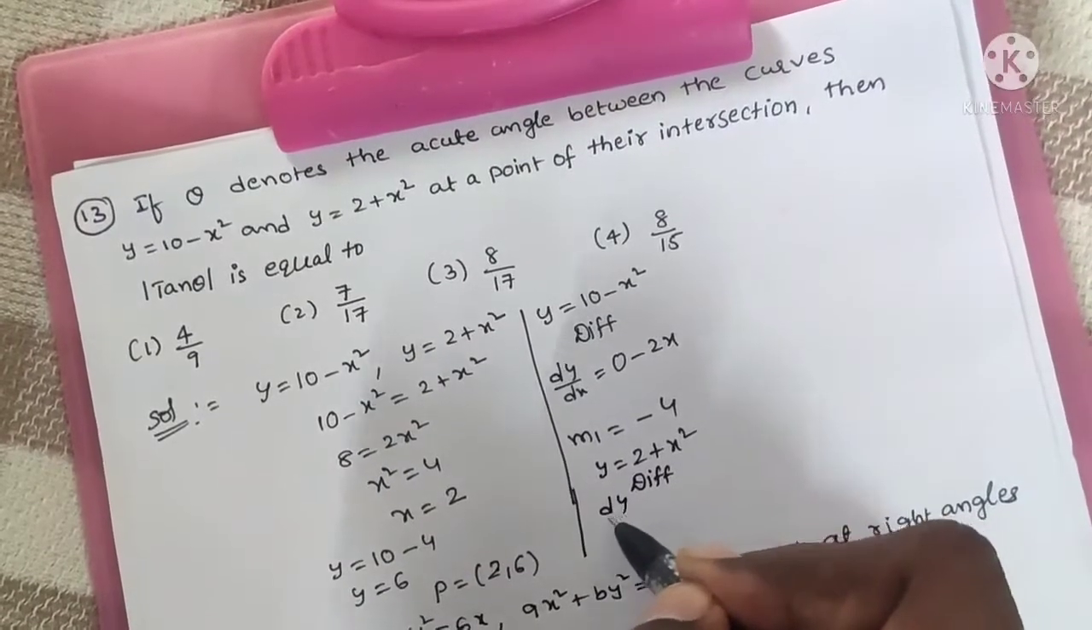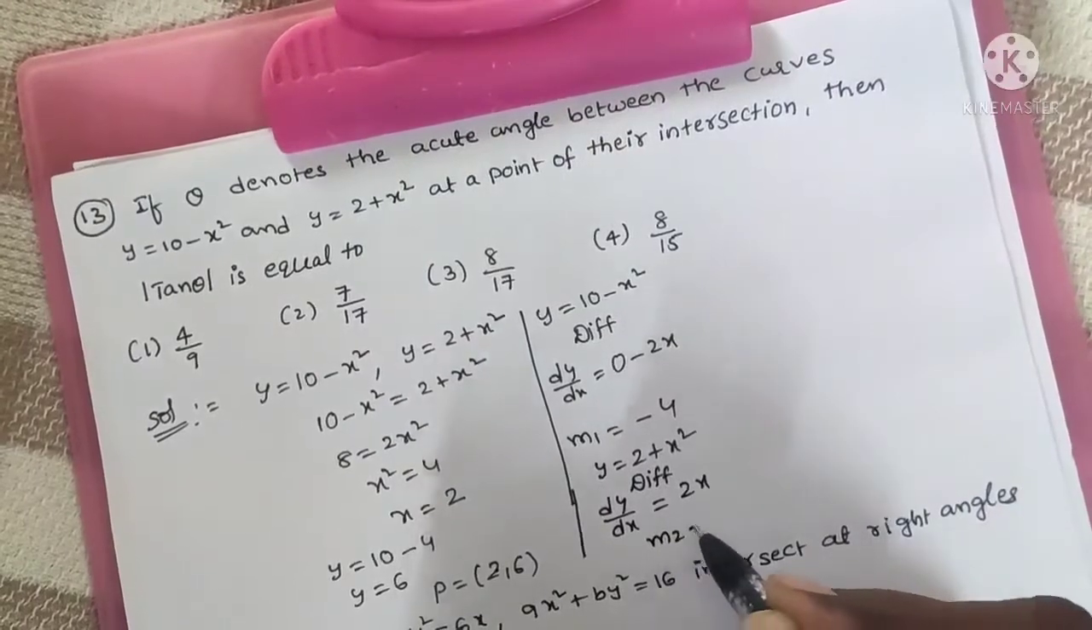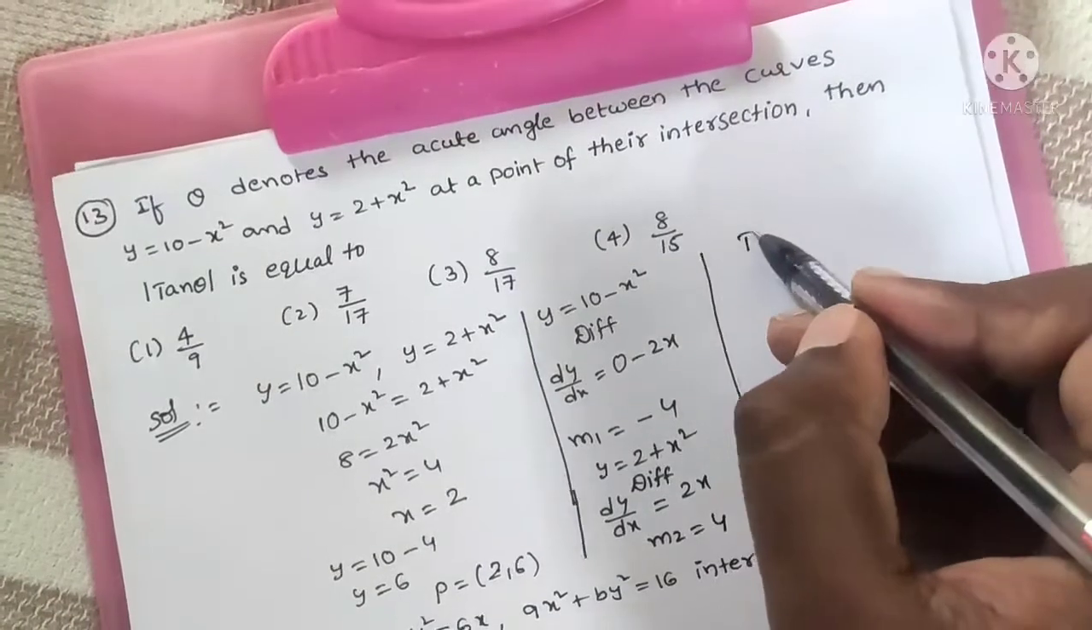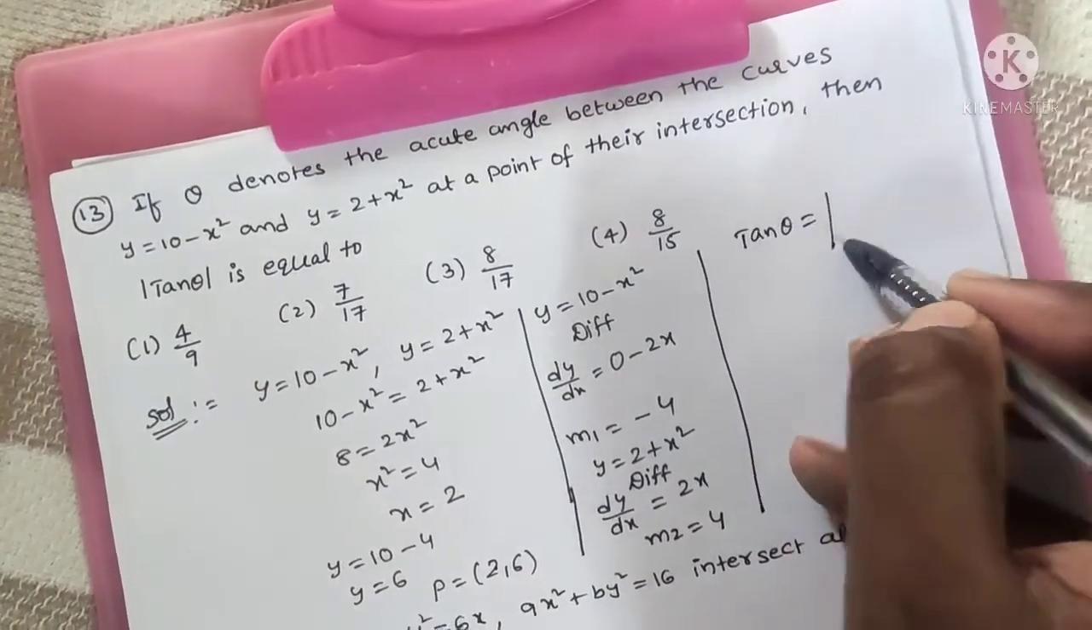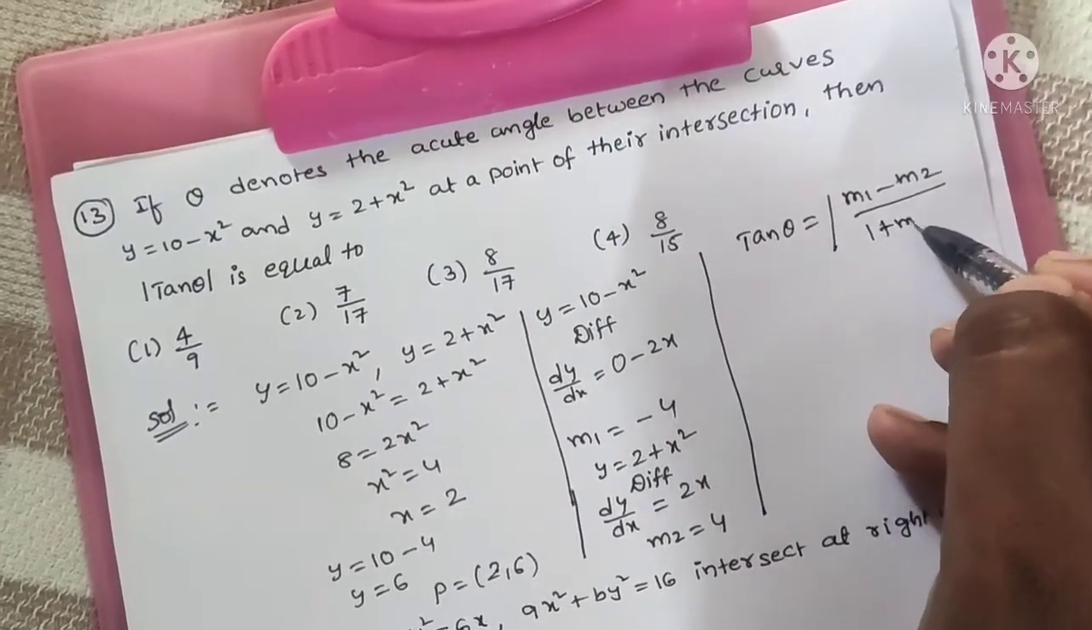Then dy by dx equals x square derivative 2x. Then m2 equals 2 times 2, just 4. Then finally we know m1 and m2. Tan theta is equal to modulus of (m1 minus m2) by (1 plus m1 m2).